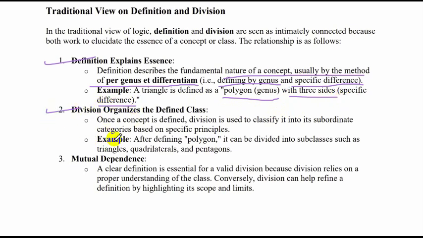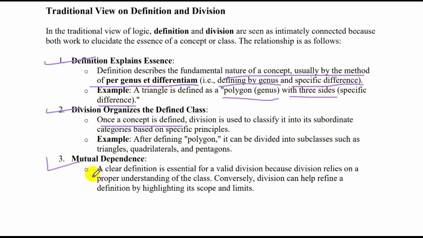Division organizes the defined class. So division comes after the class is defined. Once a concept is defined, division is used to classify it into its subordinate categories, subcategories, based on specific principles. Example, after defining polygon, it can be divided into subclasses such as triangles, quadrilaterals, and pentagons.